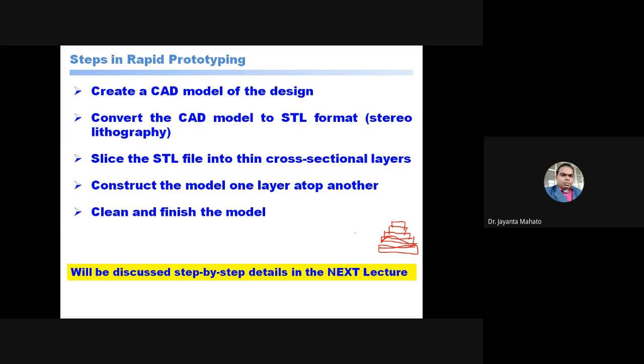So this is just a brief introduction and overview of the rapid prototyping process.